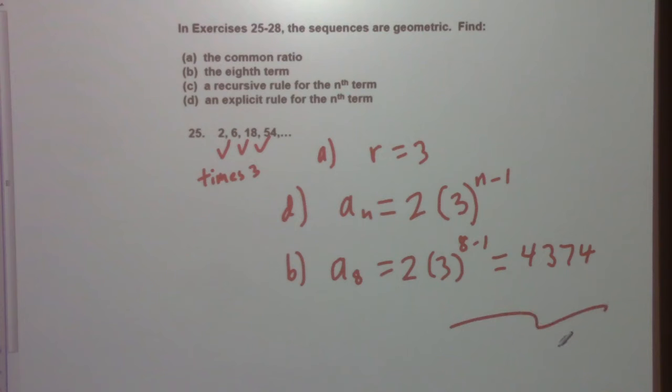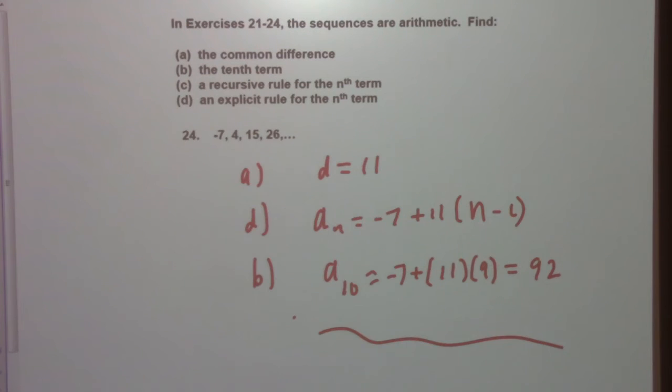4374. So one thing I don't like about the exercise set in 21 through 24, what do you notice about 21 through 24? I know I'm kind of scattering around. What do you notice in 21 to 24?